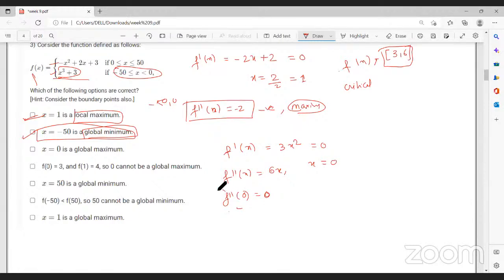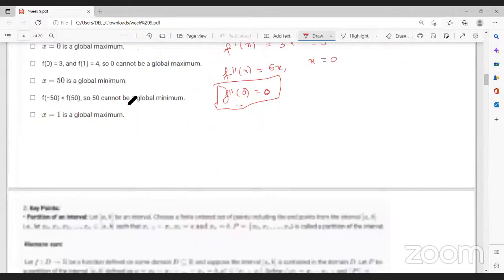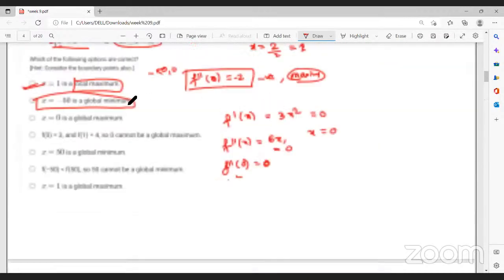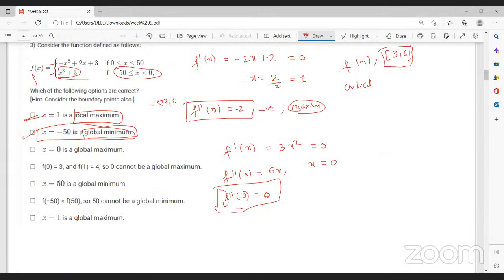Sir, if you don't mind, can you please explain the question once again? I'm totally lost, especially the second point. Is there any other question where we have to calculate only local and global? Sir, one thing here: for the first option, x equals 2 by 2. How does 2 by 2 come? Can you explain it also?